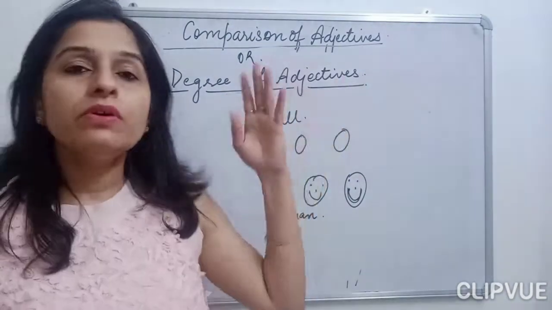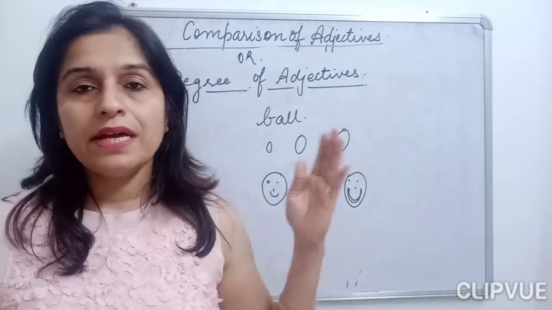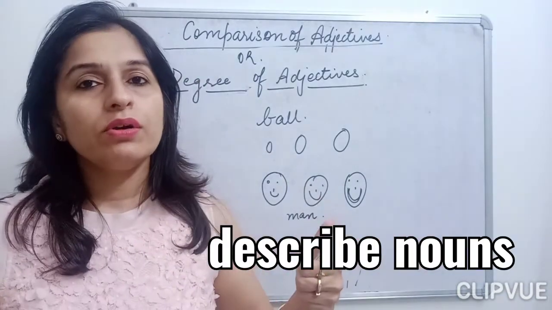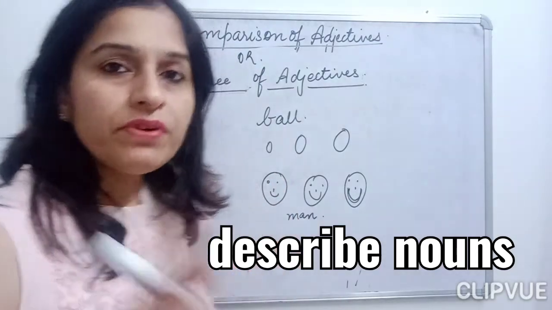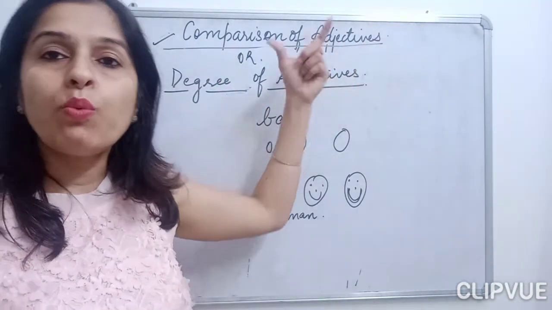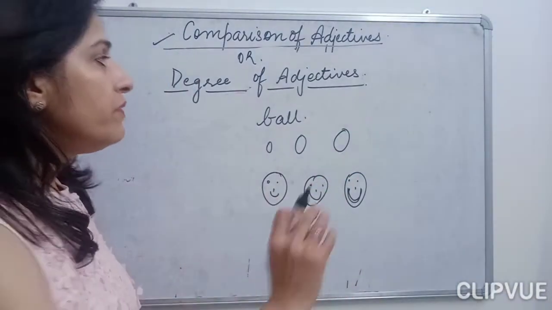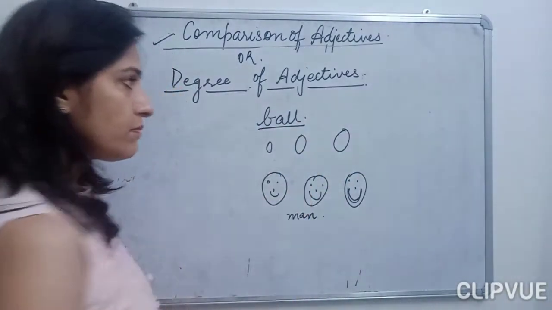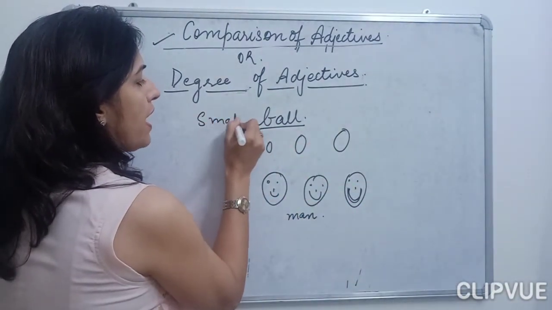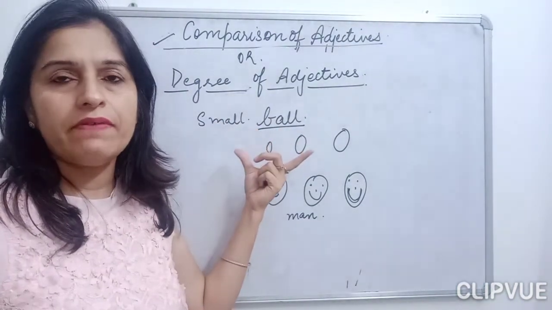Adjectives, we all know, are the words that describe a noun, that modify a noun, that tell more about a noun. Now first let me explain the first part, comparison of adjectives. What are we comparing here actually in this concept? Children, suppose ball is a noun here. If I add an adjective to it, a small ball, that is just an adjective I have added here.